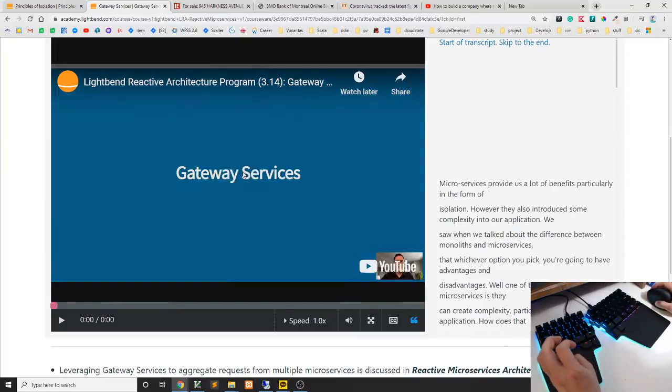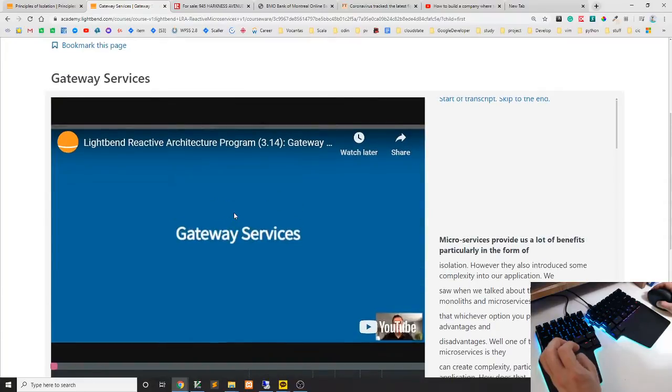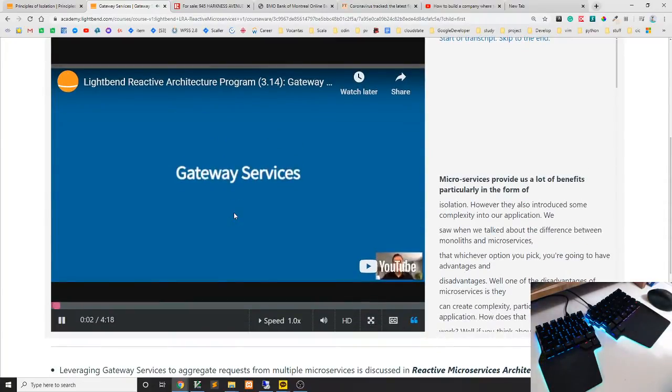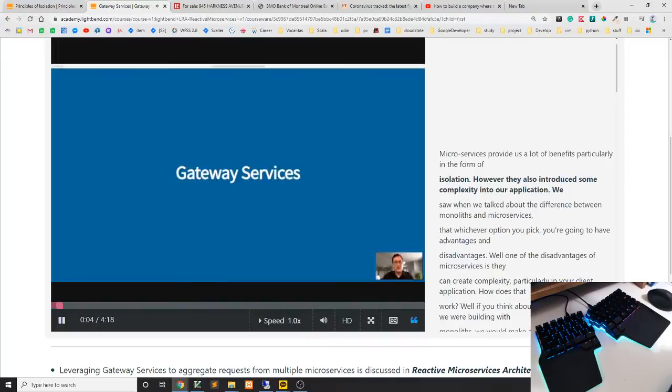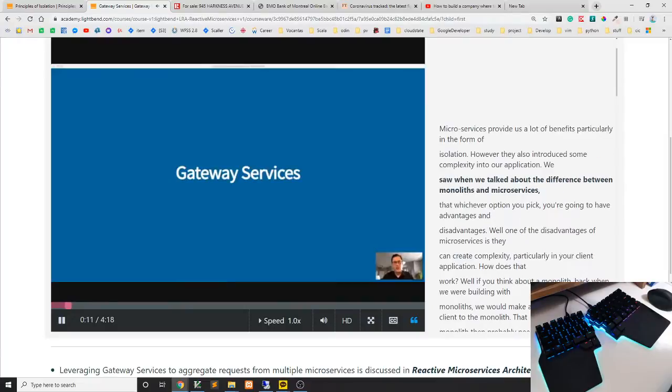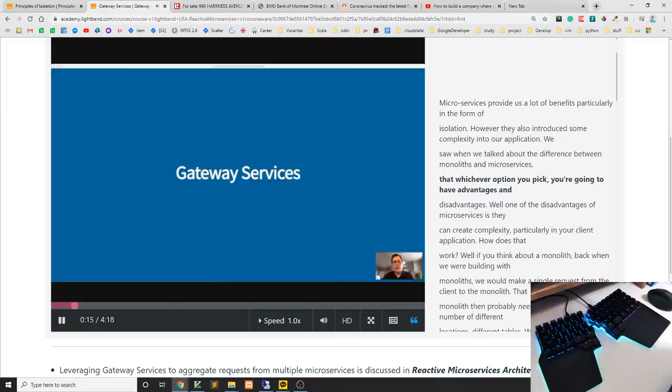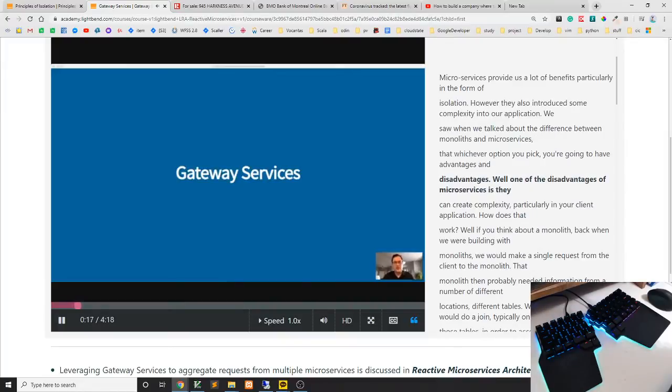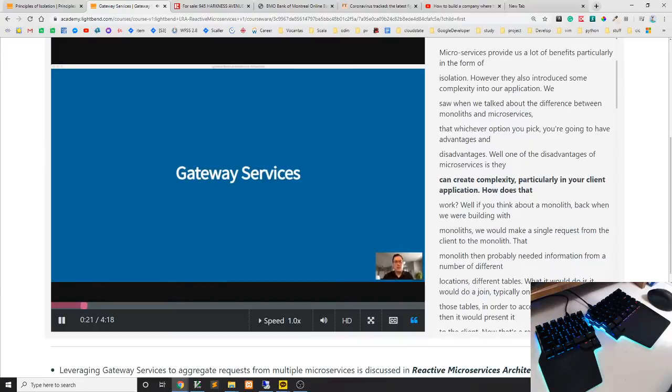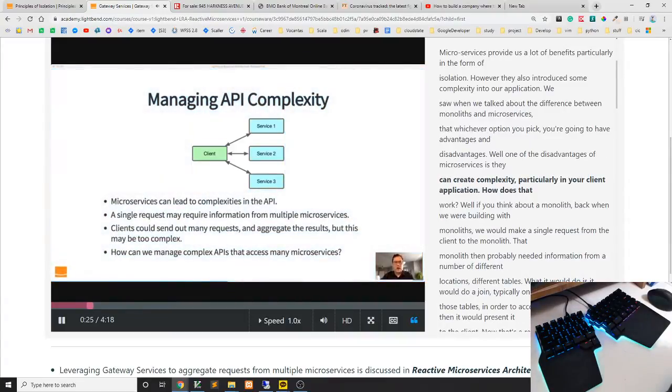Let's get going. Microservices provide us a lot of benefits, particularly in the form of isolation. However, they also introduce some complexity into our application. We saw when we talked about the difference between monoliths and microservices that whichever option you pick, you're going to have advantages and disadvantages. Well, one of the disadvantages of microservices is they can create complexity, particularly in your client application. So how does that work?